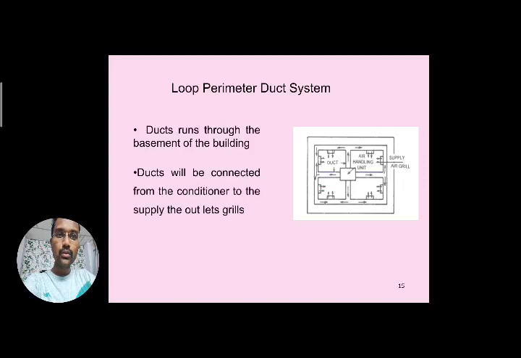Okay, the duct runs through the basement of the building. So it starts from the basement of the building. Ducts will be connected from the conditioner to the supply outlet grills. So supply air grills will be there. Those are the outlets through which the conditioned air is sent, through the supply grills or outlet grills, into the rooms.